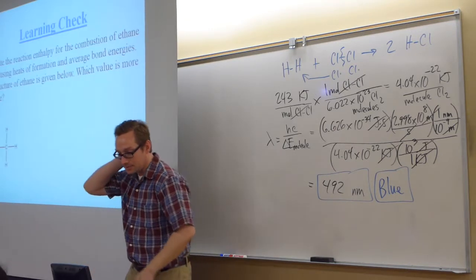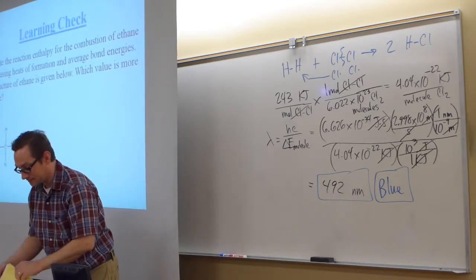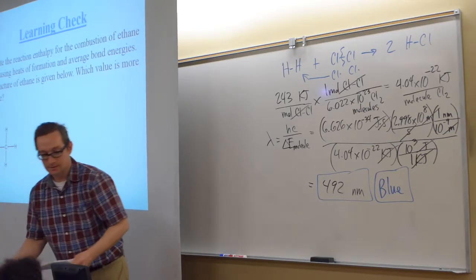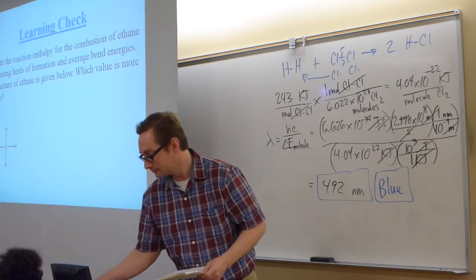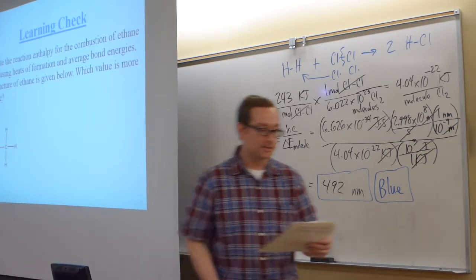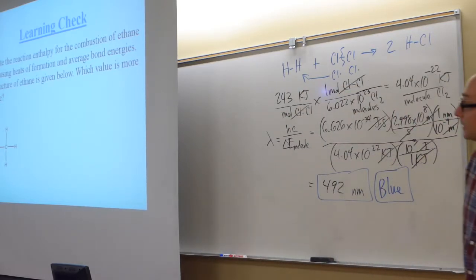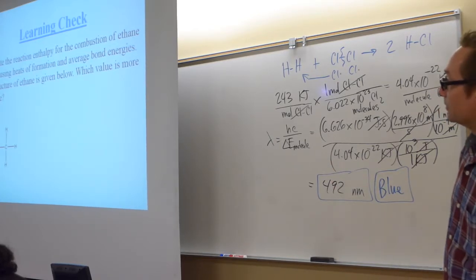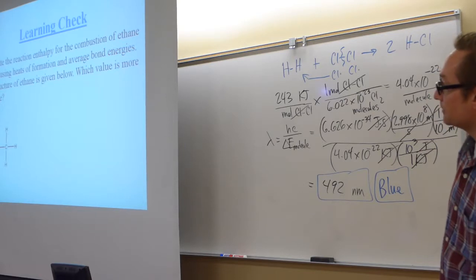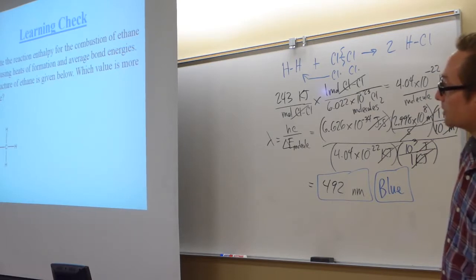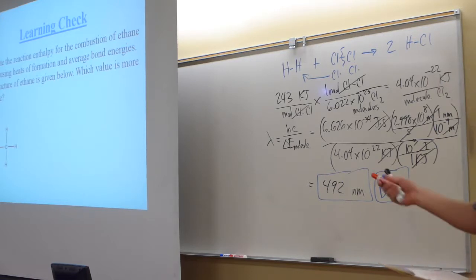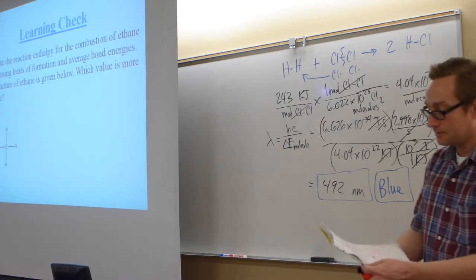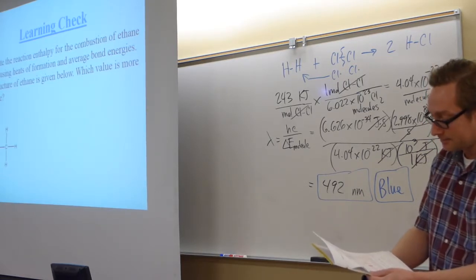Okay, so let's do an example with ethane, and then we can move on. It says here, calculate the reaction enthalpy for the combustion of ethane, and they give you the structure for ethane there, using heats of formation and average bond energies. The structure of ethane is given below. Which value is more accurate? I'll just do the bond energy version, and then you've done the heats of formation before, so I'll just use the answer from that to compare and contrast.